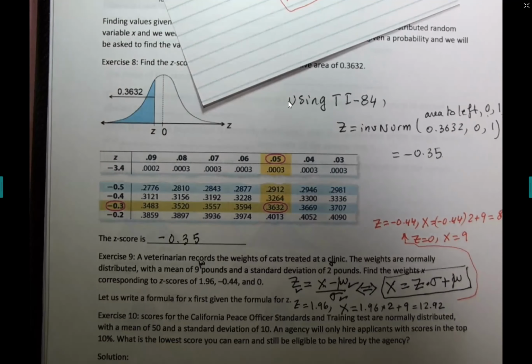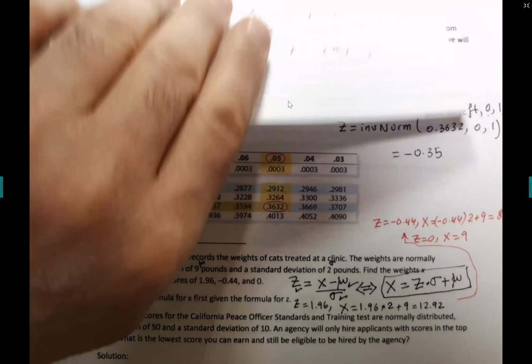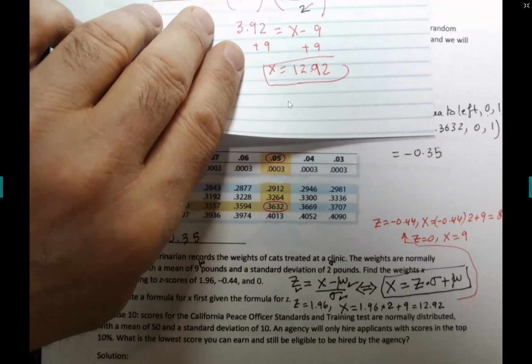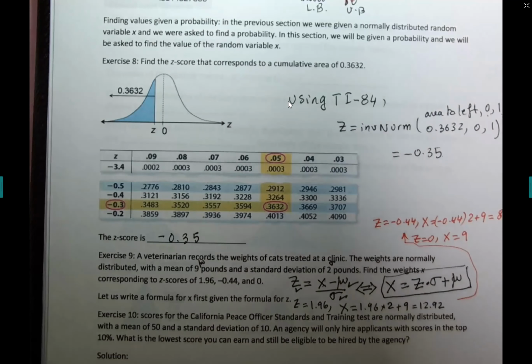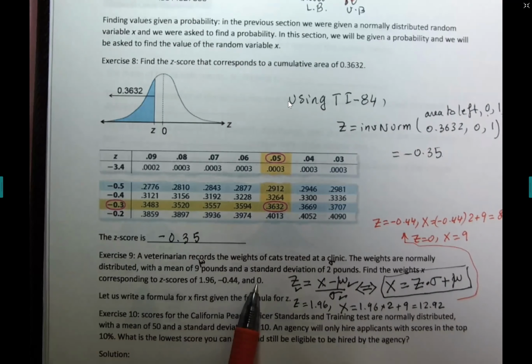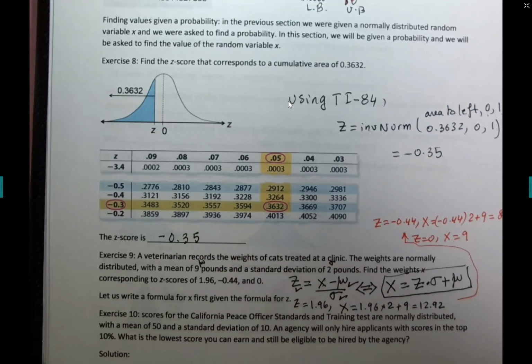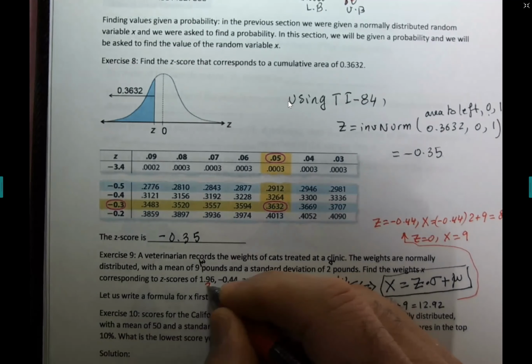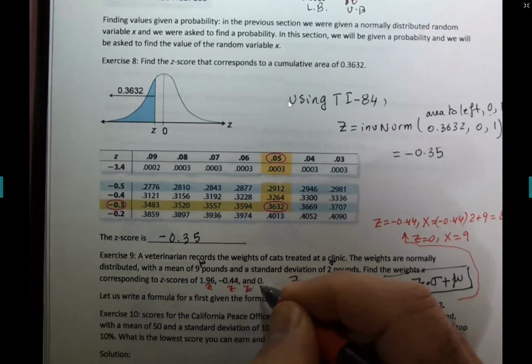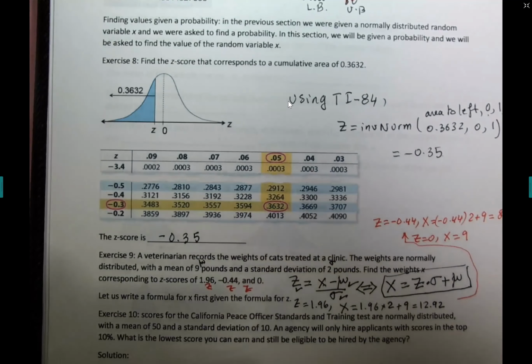Professor, so there's going to be three different X values for that question? Yeah, because you have 3 different Z scores. These are 3 separate questions. This is the first Z, this is the second one, and this is the third one. Just 3 different questions, 3 different answers.